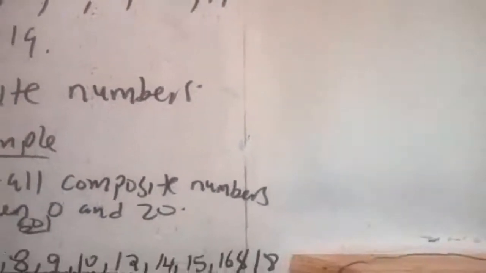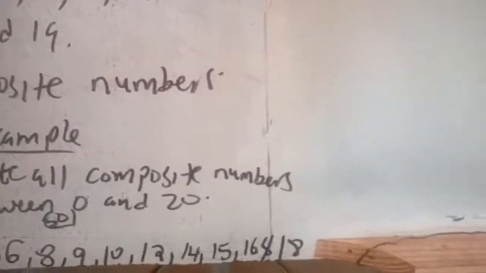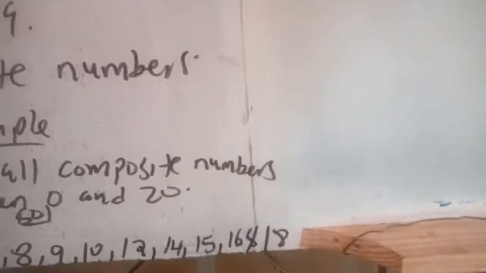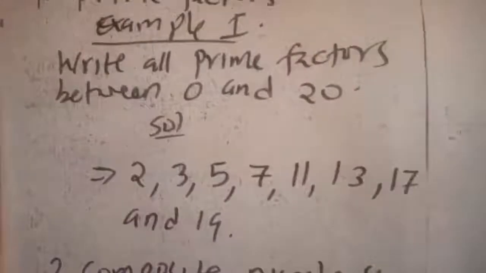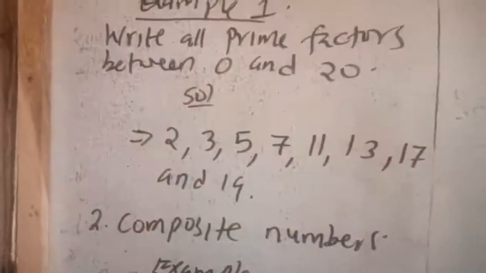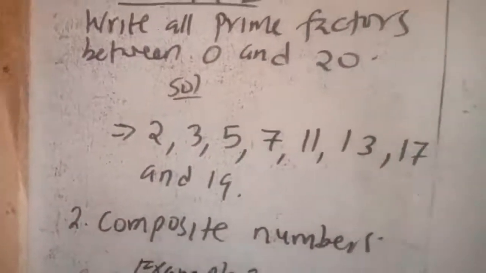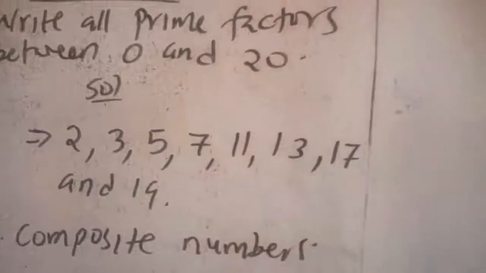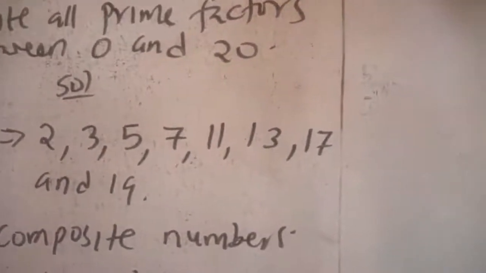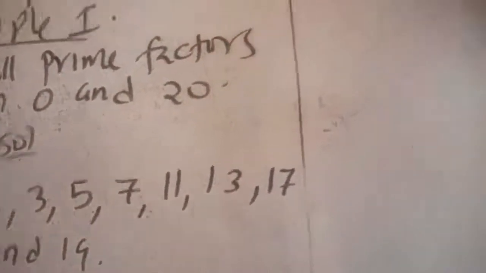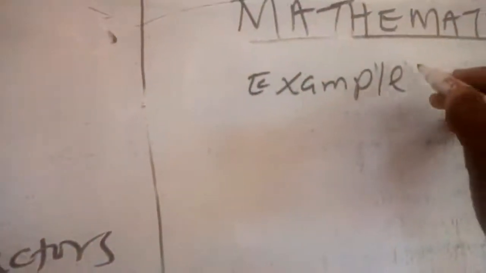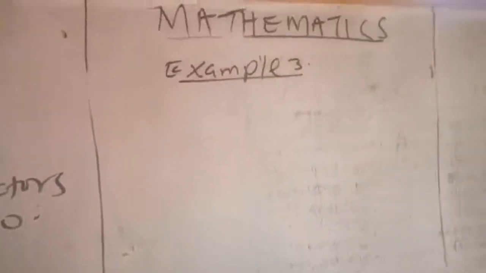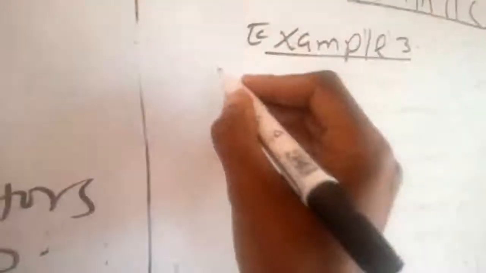And we go to the next example. As far as the next example is concerned, example 3. This was the first example. I have given the second example of the composite number. I'm going to look at another example, example 3 here.